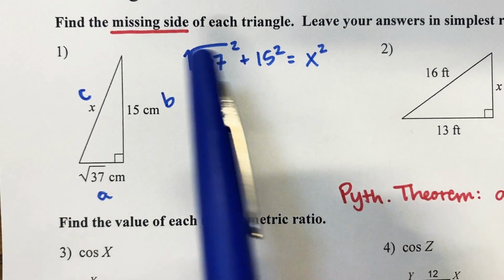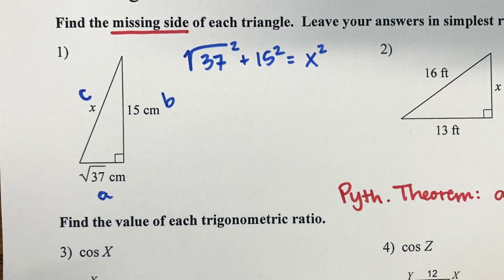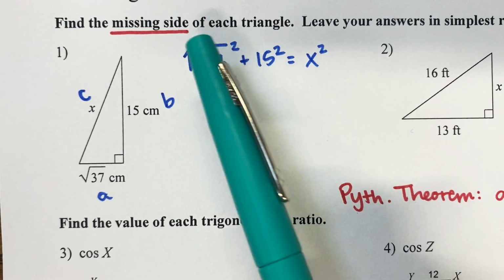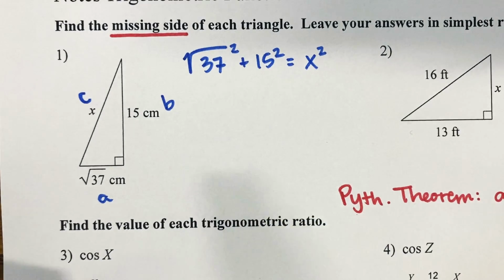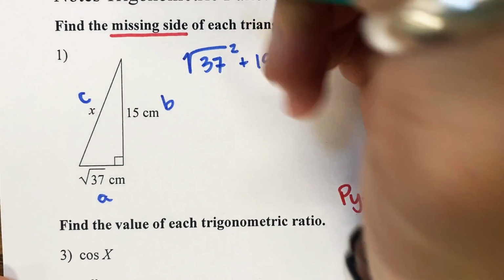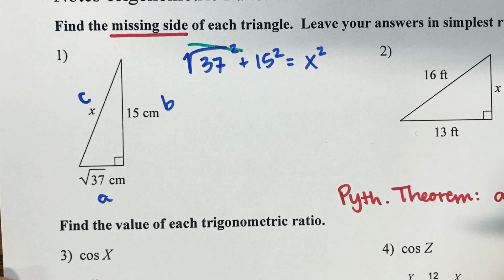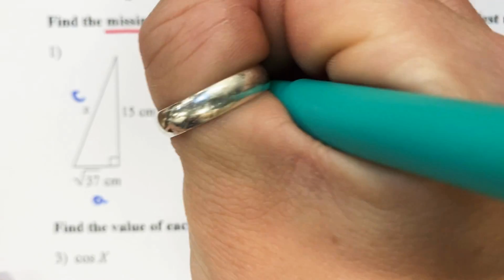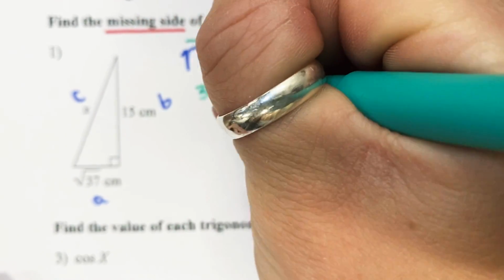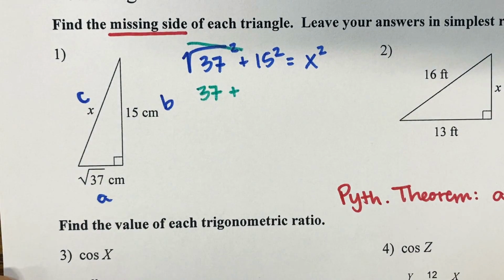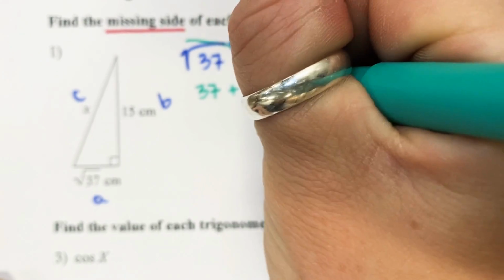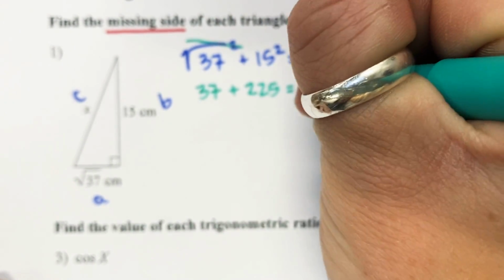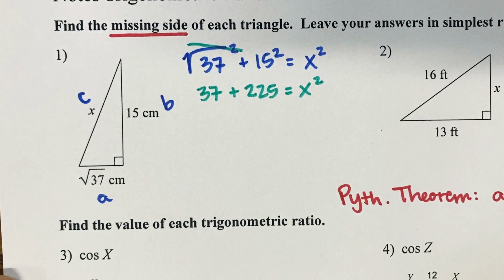This is what's really nice about this root 37 squared. Since the opposite of square is square root, and these are opposites of each other, they basically cancel each other out, and all that's left is what's inside. So we get 37 plus, what is 15 squared? I'm putting that in my calculator right now. 15 squared, or 15 times 15, is 225, and equals x squared on that side.